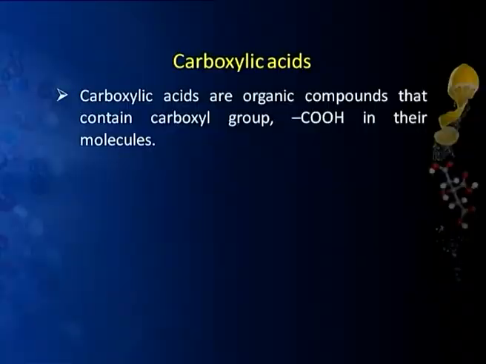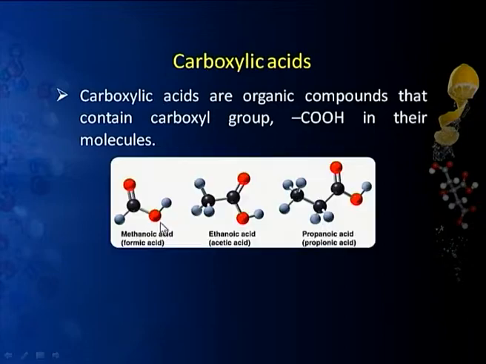Now, in our previous session we discussed that carboxylic acids are organic compounds which contain a functional group called the carboxyl group, which is COOH. These compounds contain this functional group, C double bond O, OH. Here are a few examples: methanoic acid, commonly called formic acid, ethanoic acid, commonly called acetic acid, or propanoic acid, commonly called propionic acid. We had discussed the IUPAC nomenclature as well as the common nomenclature for these acids in our previous session.